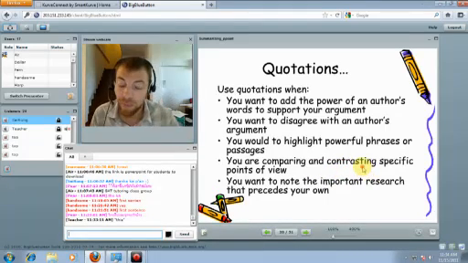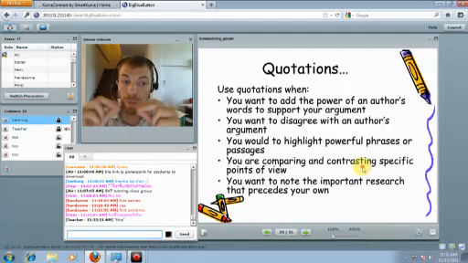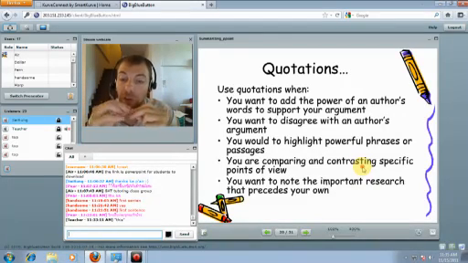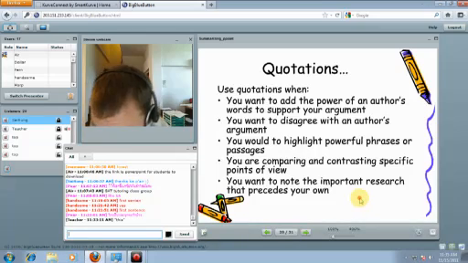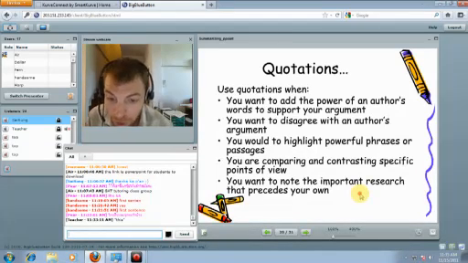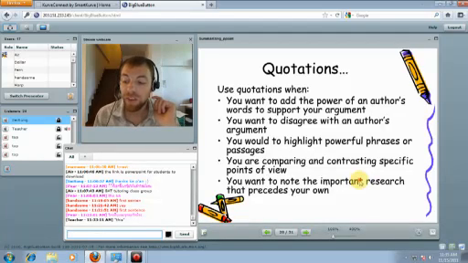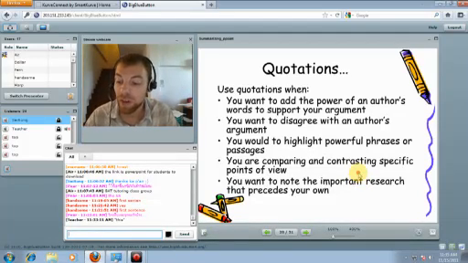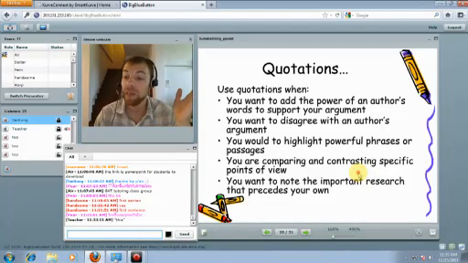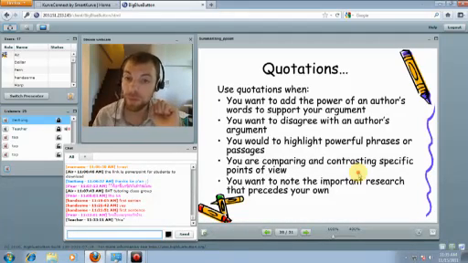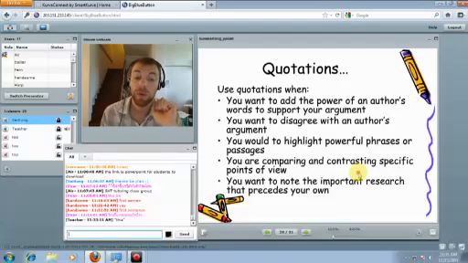And also, if you are connecting different ideas, maybe two different ideas, and there's one good way to connect them, a quotation can help with that as well. And you want to note the important research of other people. So if it is something very popular, something very important, it's good to have other people's ideas that think the same thing. If many people think the same thing, then it makes your point very strong. So these are all good reasons why to use quotations.